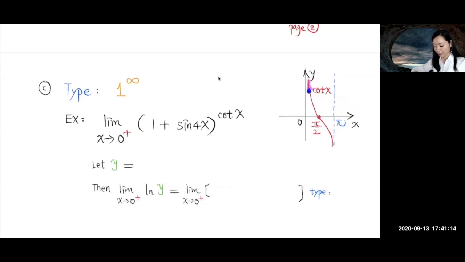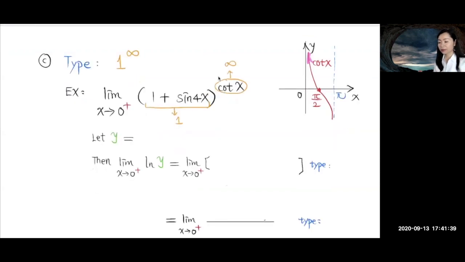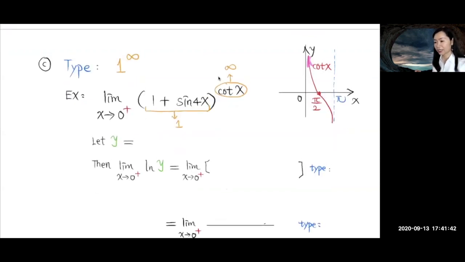Now this is a graph for cotangent of x. As x goes to 0 from the right side, along the curve right here, you see cotangent of x is going to positive infinity. So you see this exponent over here goes to positive infinity, and the base here goes to 1. So this is 1 to the infinity type. It is an indeterminate power.